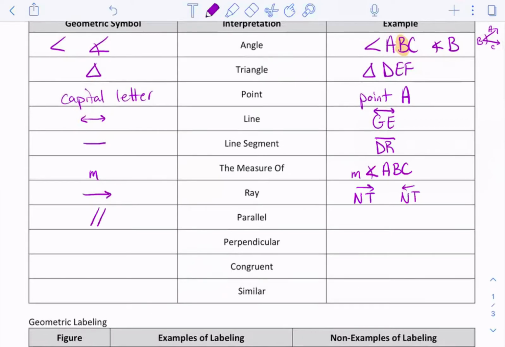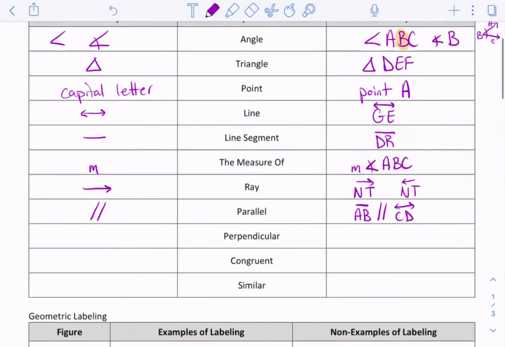Parallel looks like this. So if line segment AB is parallel to line CD, look at how I just said that whole entire thing. It's almost like when you text somebody and you want to say because, but you use BC because it's so much shorter and faster. So here I would use geometric symbols because it's so much shorter and faster.